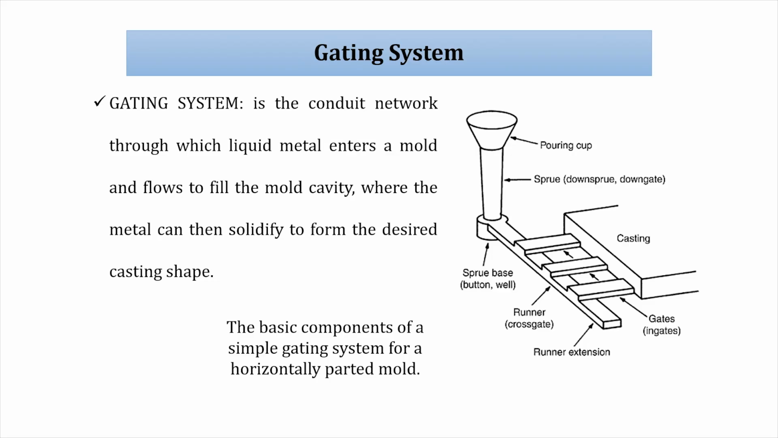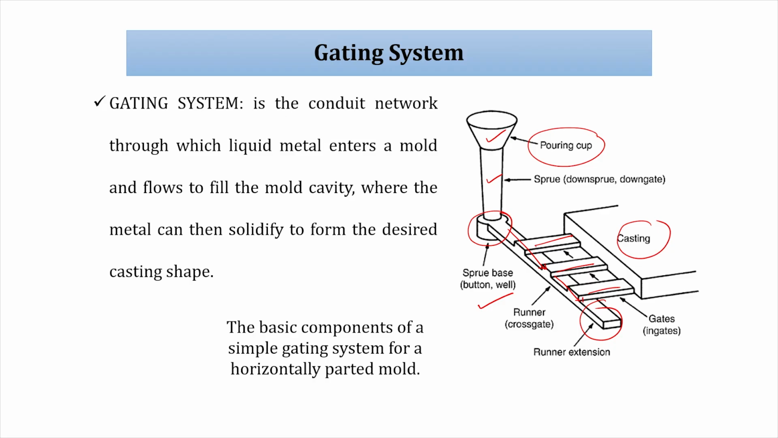So, this is the conventional basic component of a simple gating system for a horizontal parted mold, where we want to cast a product. In the mold, we have made a pouring cup, this is known as the pouring cup. Then this is a sprue, some people also name it down sprue or down gate. Then at the bottom there is a chance that we make a sprue base; in some places it is called a sprue well, or bottom well, or bottom base. Then there is a runner, also called a cross gate, and the last part is called the runner extension. And there are 3 ingates, or gates, which are in between the runner and the casting. Now we will understand all these terms and their use here.